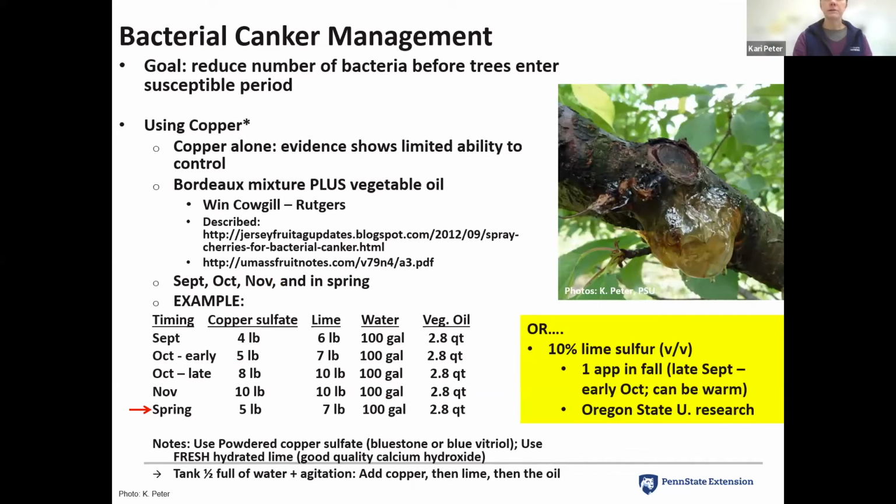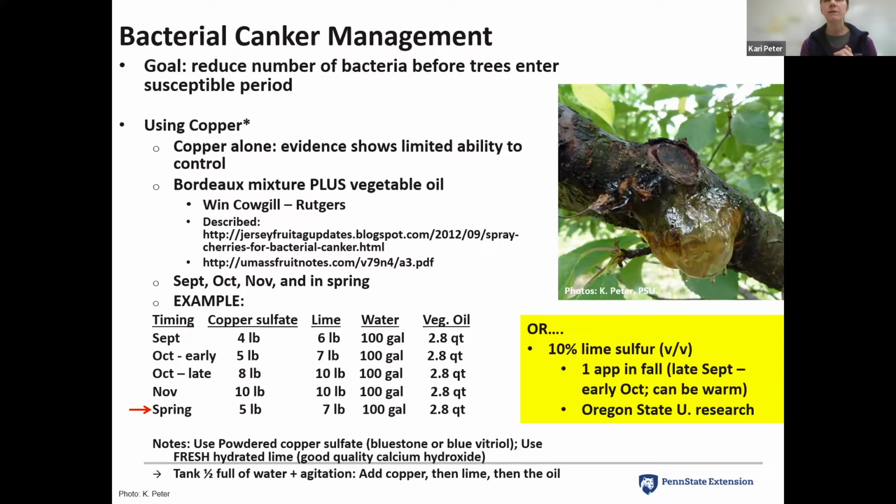So this is a busy slide. I apologize. This will be available so people will be able to take a snapshot or screen grab. But as far as bacterial canker management, it's challenging. Copper by itself does not seem to do a good job. However, some folks determined that when you mix copper, lime, and vegetable oil, it seems to help with managing the disease, and doing it strategically.